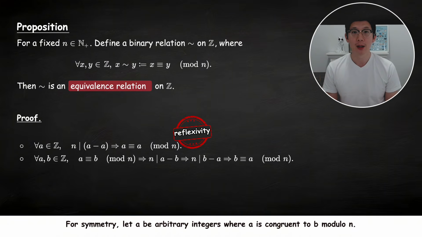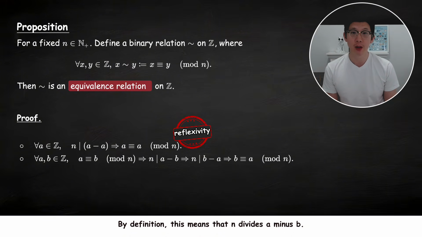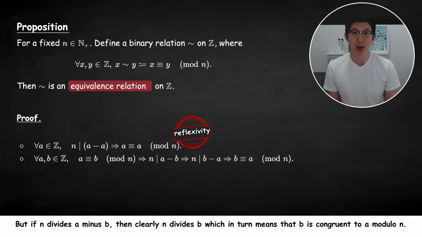For symmetry, let a, b be arbitrary integers where a is congruent to b modulo n. By definition, this means that n divides a minus b. But if n divides a minus b, then clearly n divides b minus a, which in turn means that b is congruent to a modulo n.